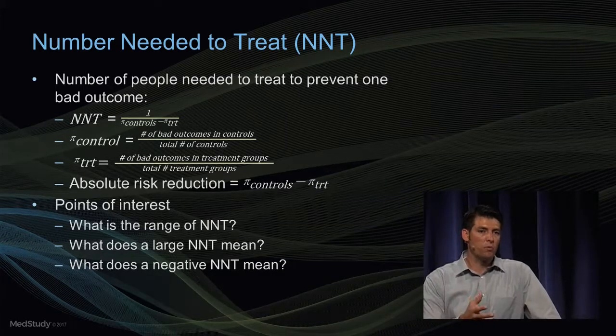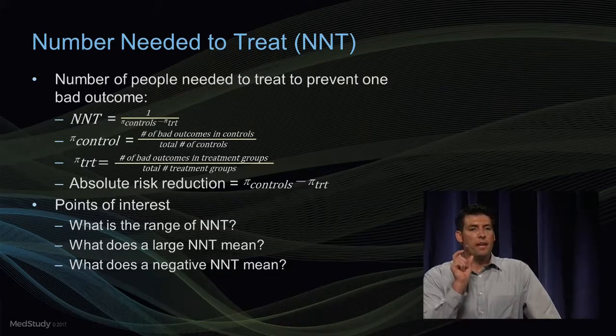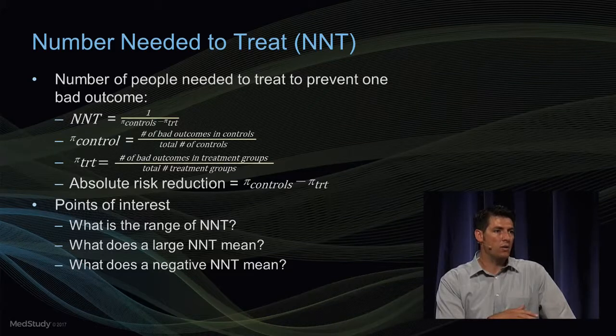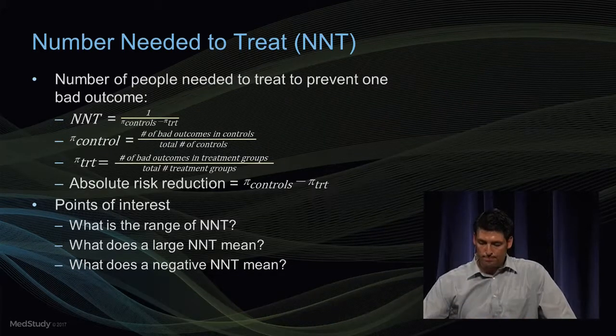And so this is an important point. If the number needed to treat is small, that tells you that the treatment is very effective relative to the control against guarding against that bad outcome. Fewer people need to take this treatment in order to avoid a bad outcome.